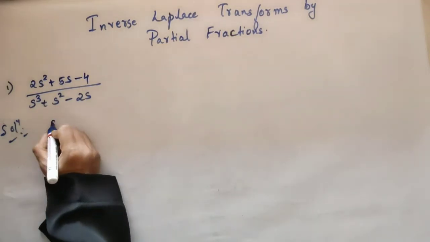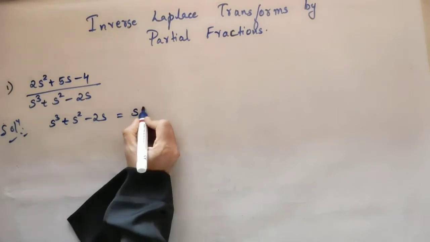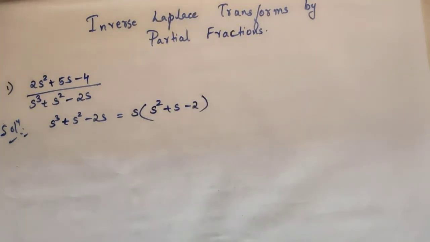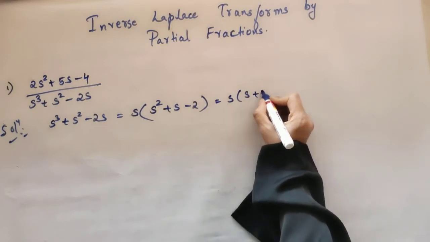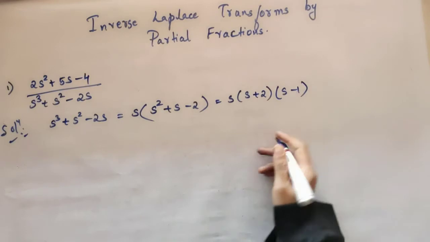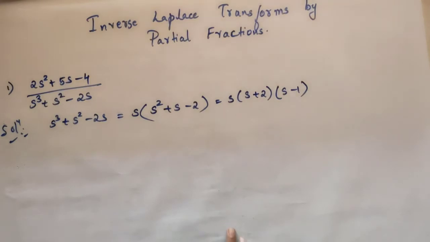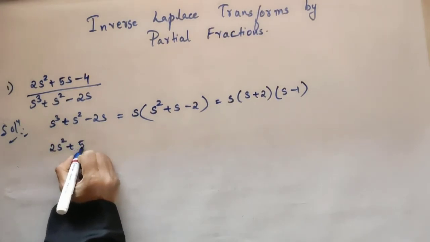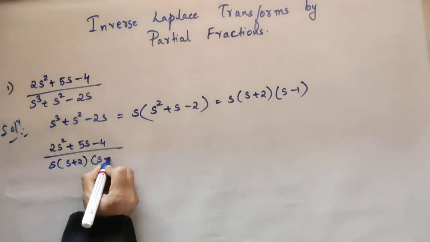Try to factorize this. s cube plus s square minus 2s can be written as, taking s common, s into (s square plus s minus 2). Now if you factorize this, it will be (s plus 2) into (s minus 1), since s square plus 2s minus s minus 2. So this is the simple factorization for the denominator. Let us substitute the denominator there: you have (2s square plus 5s minus 4) over s into (s plus 2) into (s minus 1).